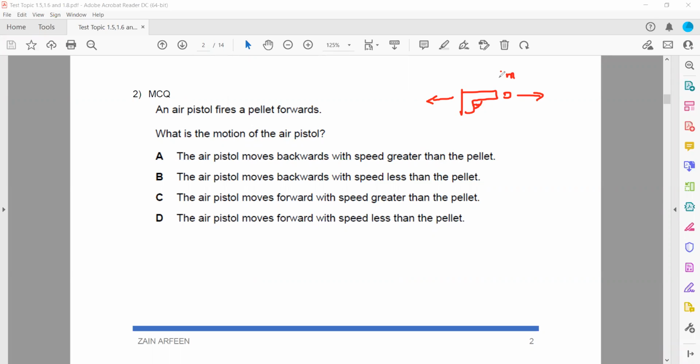The mass of the bullet is small, so its velocity will be higher. The mass of the pistol is more, so its velocity will be smaller. But the product of the mass and velocity will be the same. That's why for question number 2, B will be the right answer. So the pistol moves backward, but the speed at which the pistol moves will be less than the speed of the pellet.